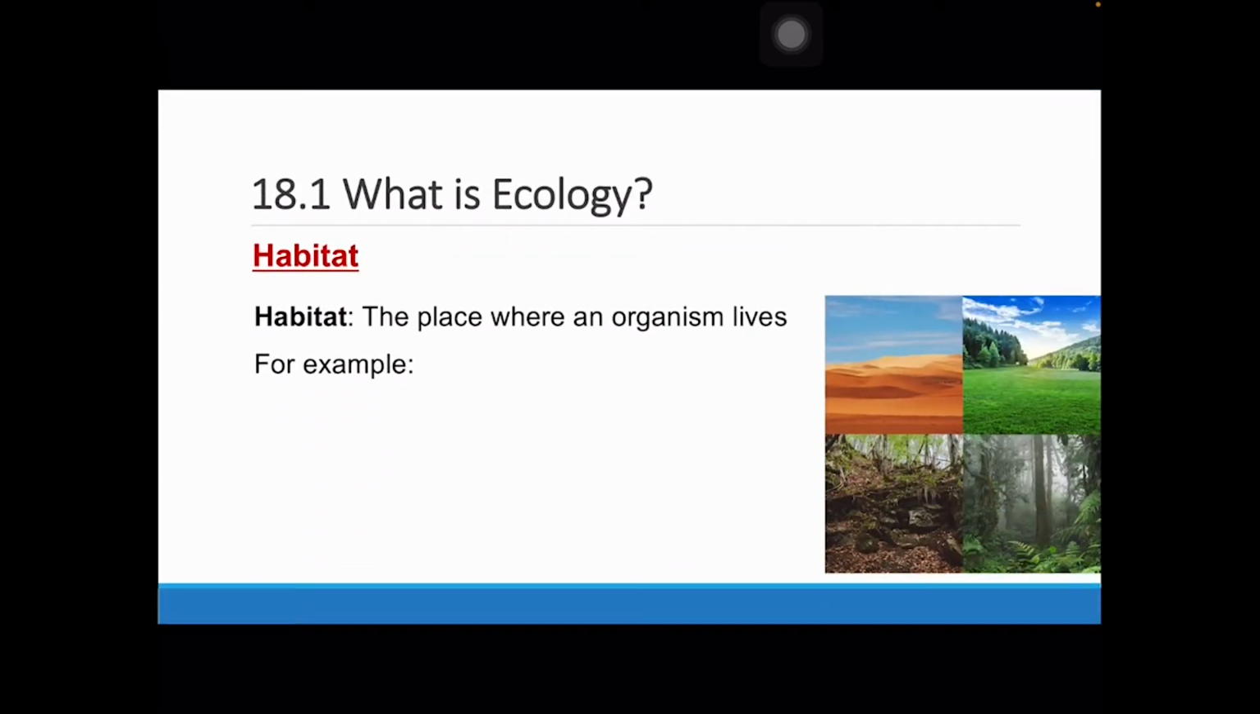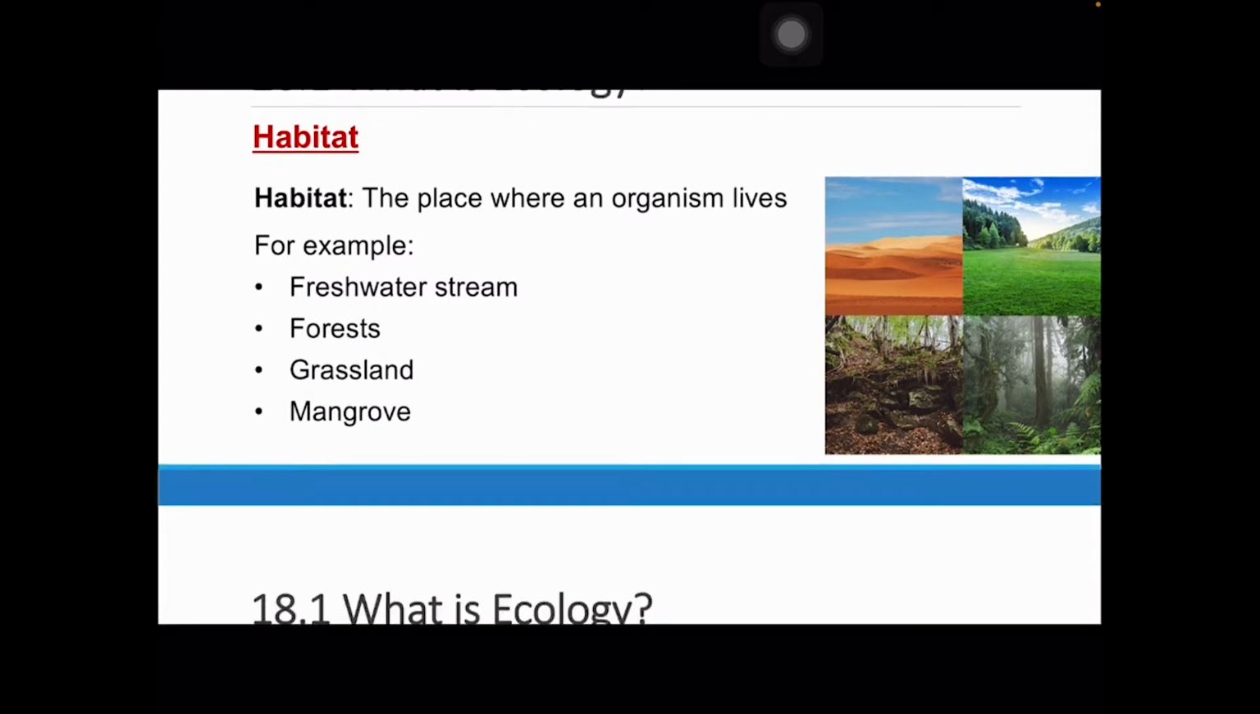Now, before I go on further, let's just introduce you to some of the terms, right? Some of the terms that you might have seen before in primary school. Habitat refers to a place where the organism lives. So for example, your freshwater stream, forest, grassland, mangrove. Basically a location where the organism is found.